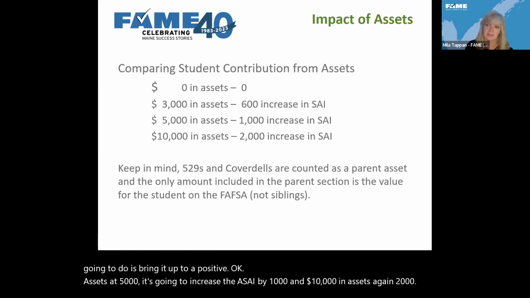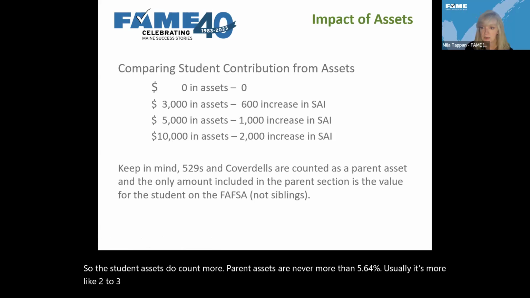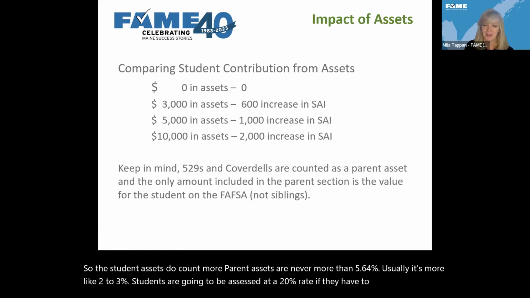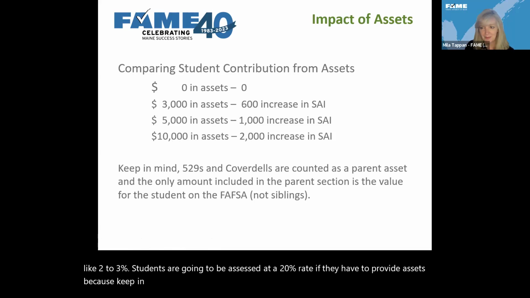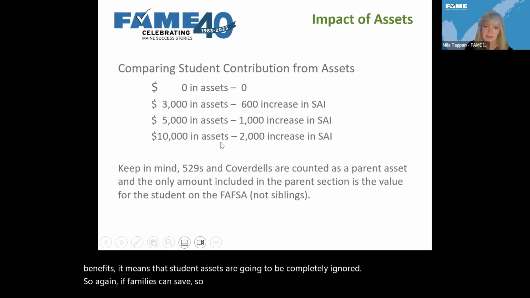So the student assets do count more. Parent assets are never more than 5.64%. Usually it's more like 2 to 3%. Students are going to be assessed at a 20% rate. If they have to provide assets, though, because keep in mind, if anyone in their family participates in any of those means tested benefits, it means that student assets are going to be completely ignored. So again, if families can save so that these assets on the student side are counted as a parent asset, that's going to be a good thing.